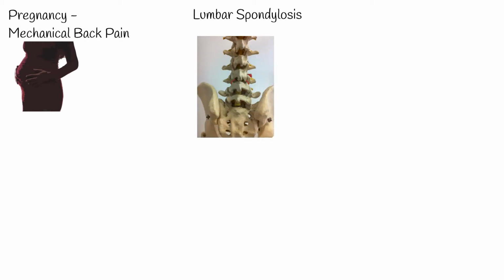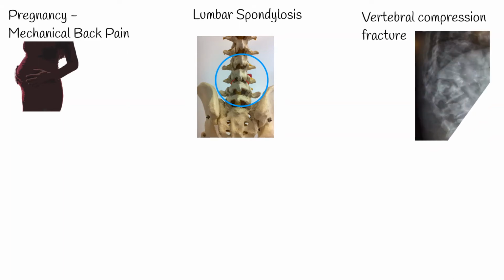Lumbar spondylosis: the patient is typically greater than 40 years old. Pain can radiate to the hips, with pain on extension or rotation. The neurological exam is normal. Vertebral compression fracture presentation: localized back pain worse with flexion, point tenderness on palpation, which may be acute or occur insidiously over time. Age, chronic steroid use, and osteoporosis are risk factors.